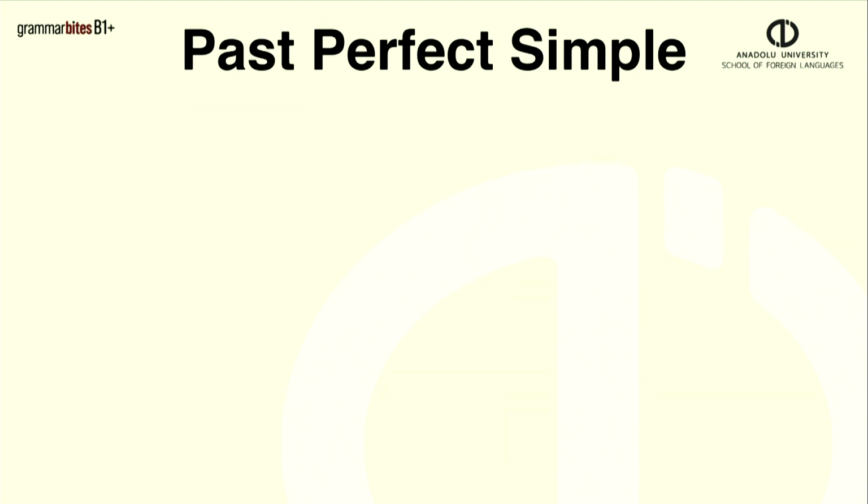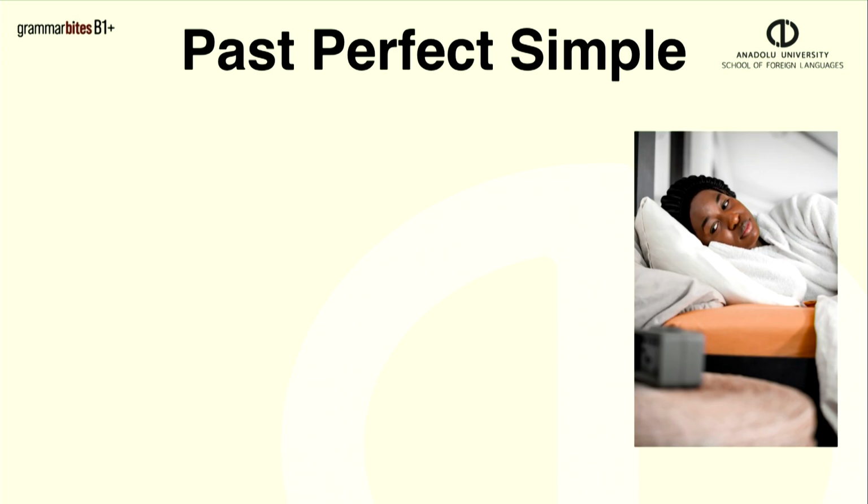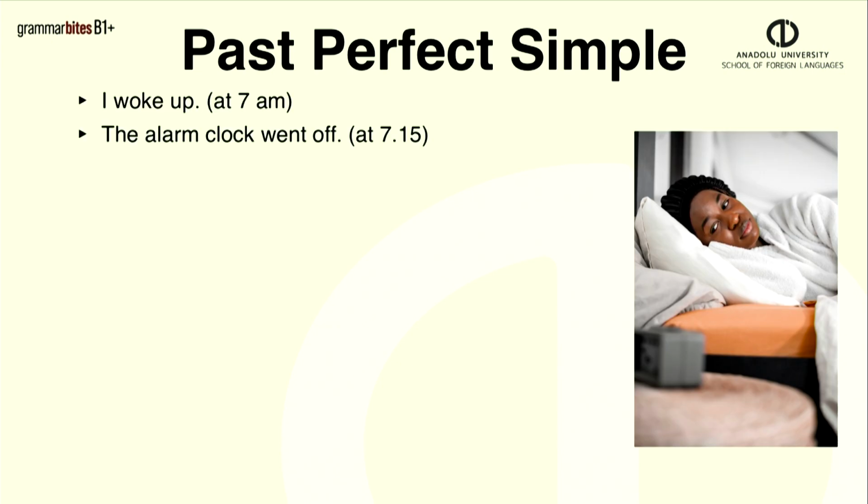Before we learned about the past perfect simple, remember that we used the past simple to put past events in order. Let's see some examples. I woke up at 7 a.m. The alarm clock went off at 7:15. To put these past events in order, we usually use time sequencers, such as first, then, after that, later, and so on. So we may rephrase these sentences like that. First, I woke up, then the alarm clock went off.